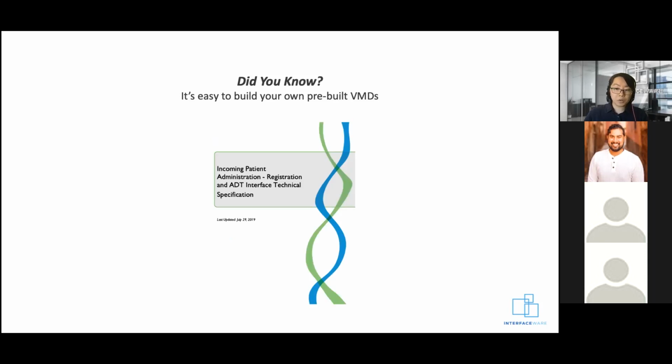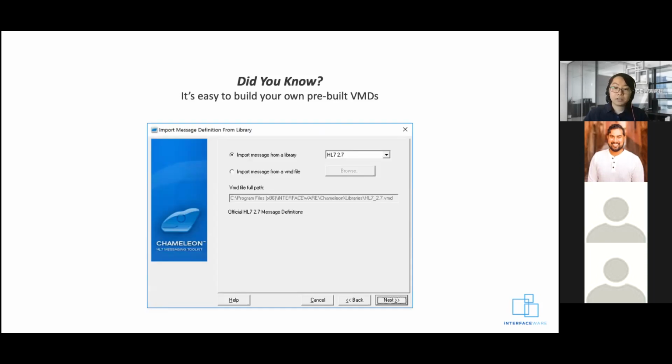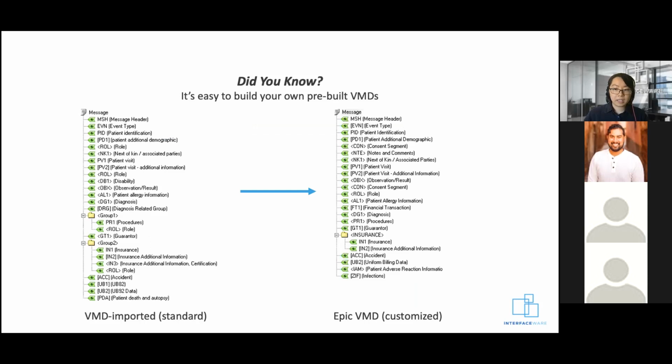Now, to actually build your own pre-built VMDs, again, it's very easy to do so. The first step is to get your EMR's implementation guide and identify the necessary message types. So in this example, we have an Epic ADT implementation guide. Second, you'll need to import the HL7 standard version of the message types from our built-in library in Chameleon. This saves you a lot of time as it gives you the full message definition for the standard HL7 version of that message type. All you have to do from there is review the implementation guide and compare the segment and field specifications with the VMD.